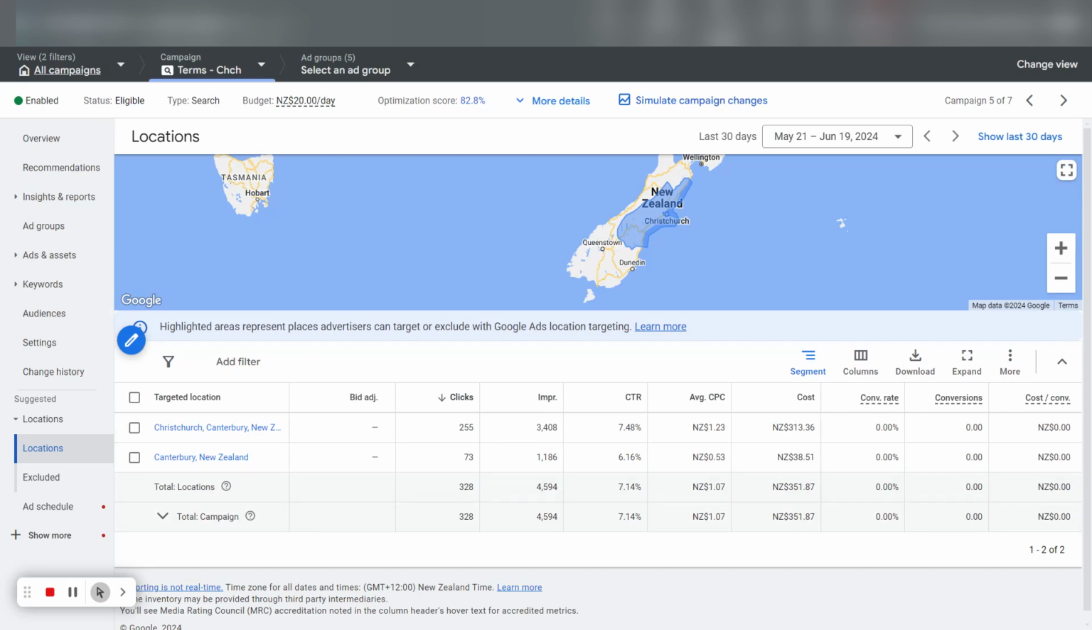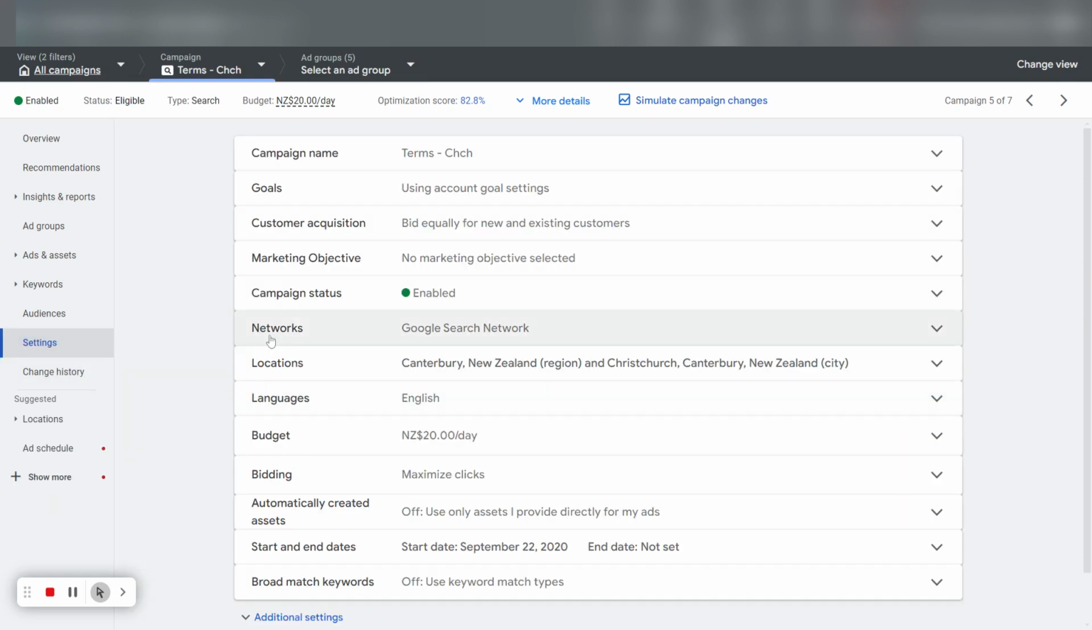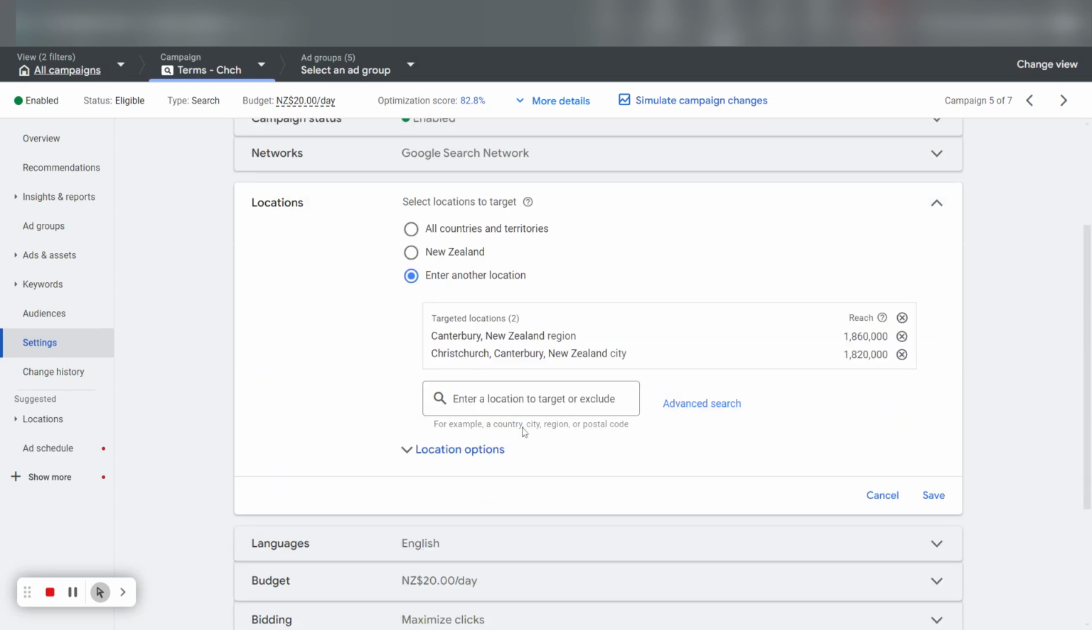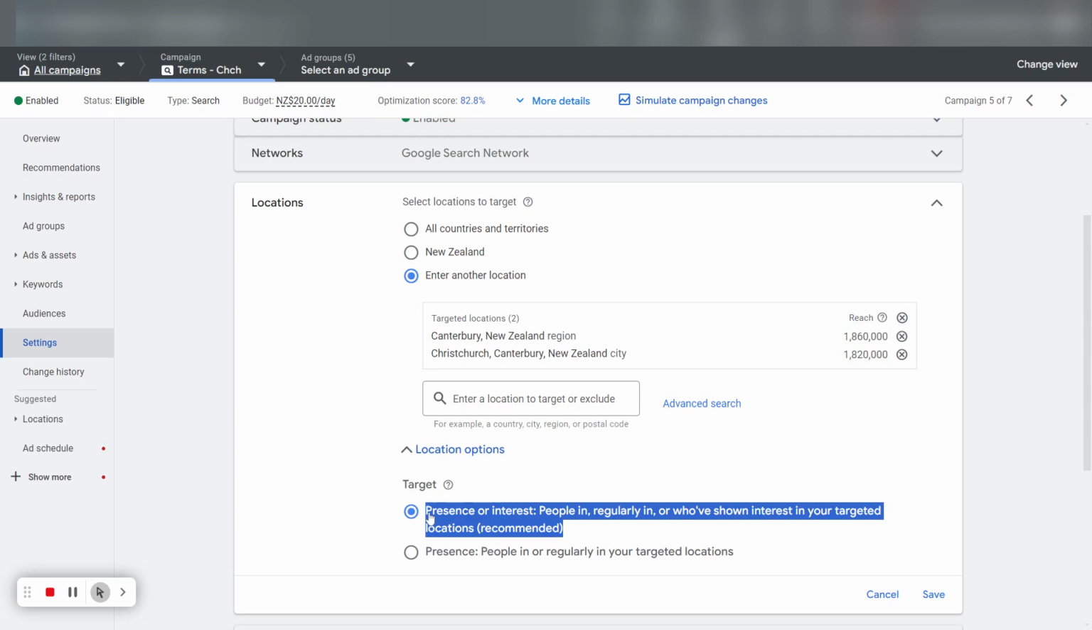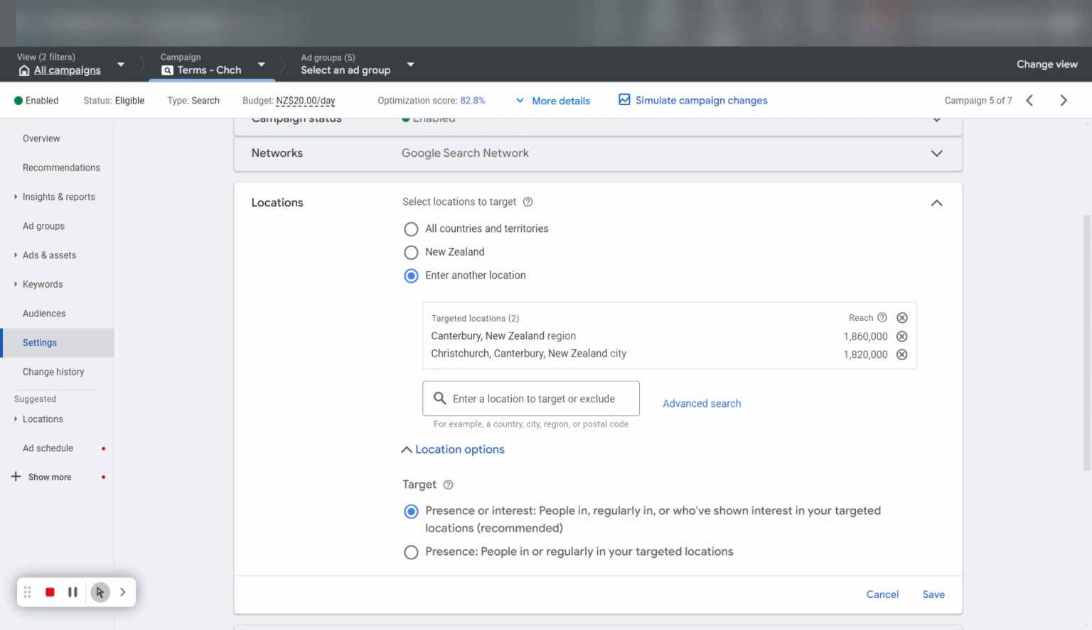The other thing that you should check on, which isn't so much of a problem as it used to be in my experience, but it's still worth checking just so you understand it, is under your locations, checking your location options, and then looking at whether or not you have presence or interest or just presence set. So by default, Google will show your ads on a presence or interest basis. And what this means is Google can show your ads to people who are regularly in, or who show interest in your targeted locations. And sometimes this can cause problems because for whatever reason, Google thinks that people who are outside of your target location have shown enough interest and so they can see your ads. If you are worried about that, you can change to presence.